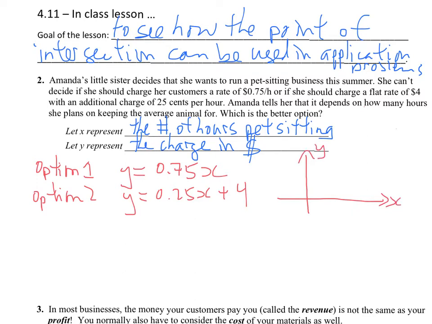So one's going to start at 4. 1, 2, 3, 4. And the other one goes through at 0, right? It's a direct variation. Which one has the steeper slope of these two? Option 1 or option 2? Option 1. Option 1, it's actually like 3 times as steep, isn't it?